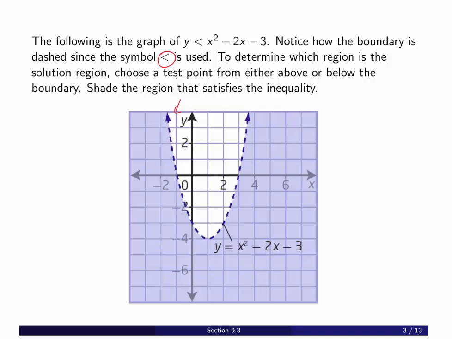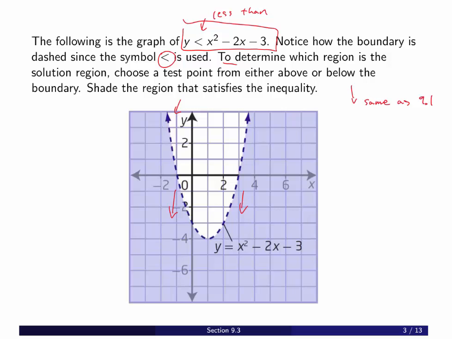The boundary is quadratic, and to tell what the solution region is, you can just pick a point from either above or below the boundary and plug it in and see if it satisfies the inequality. If it does, then shade that region as the solution region. Same as 9.1. Again, you can simply look at the sign, that's less than. So y is less than this boundary, therefore it has to be below the boundary. So you don't actually have to use a point if you can see that.